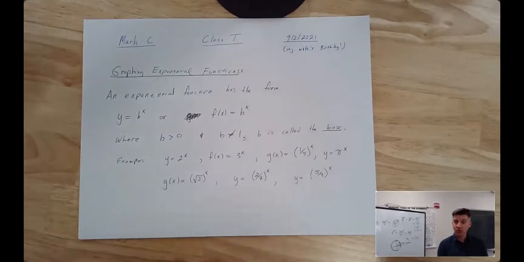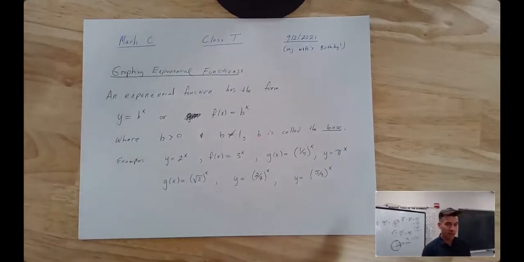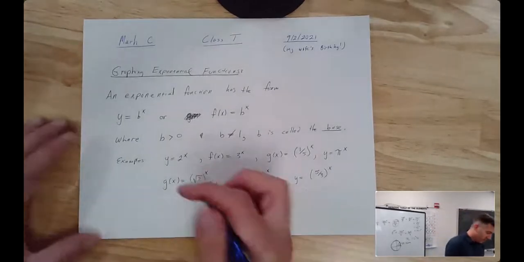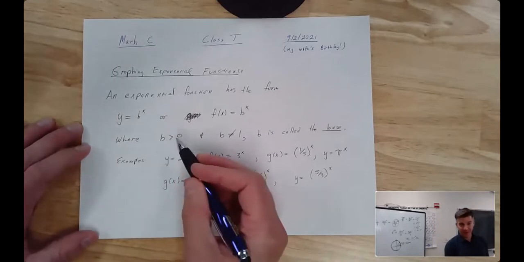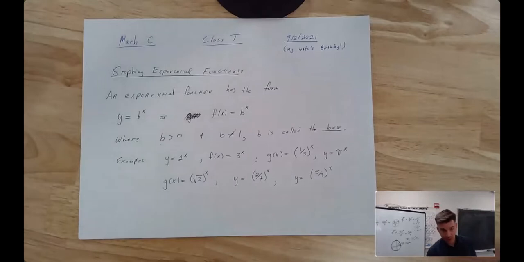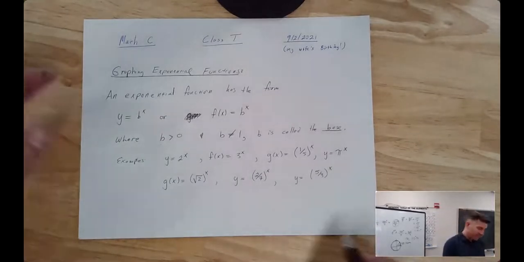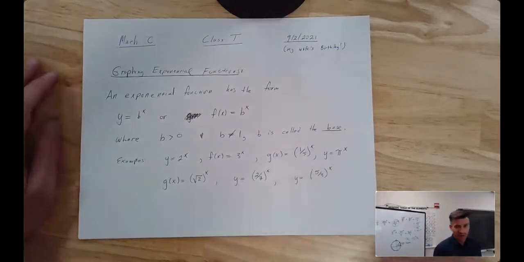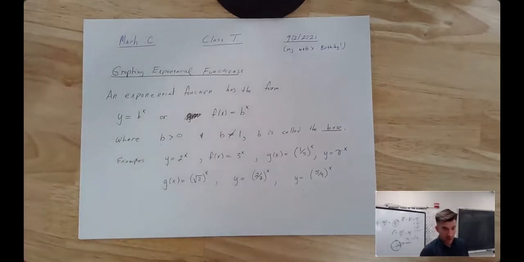And then there's a couple restrictions on what b is allowed to be. Pun intended. b has to be positive, so greater than 0, and b can't equal 1. And b is also called the base. The reason b can't equal 1 is because 1 to the x would always just be 1. It's not undefined or anything, it's just not a very interesting exponential function. It's actually a constant horizontal line, right? y equals 1 is the horizontal line.